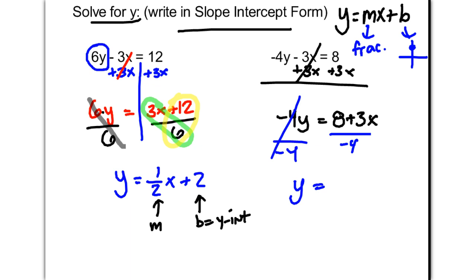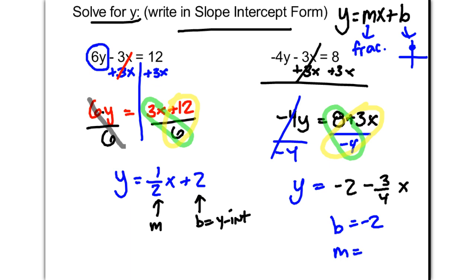And we now have, again, two possible fractions we've got to think about here. The first one there, and the second one right there. So in green, 8 divided by negative 4 is negative 2. And then 3 divided by negative 4 is a fraction that doesn't simplify any further. It's just negative 3/4 x. So here, the b value is negative 2, the number without a variable, and then the slope, the coefficient of x, is negative 3 over 4.